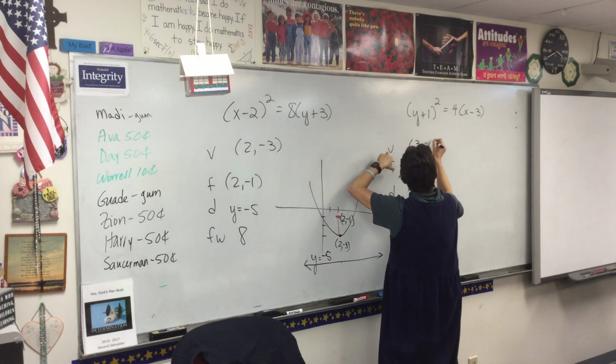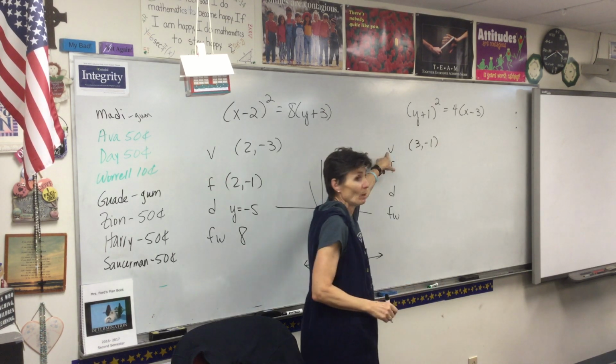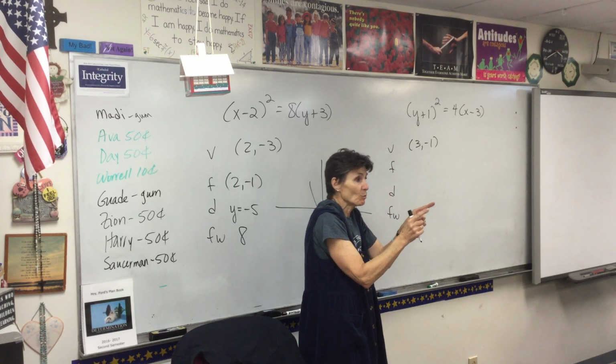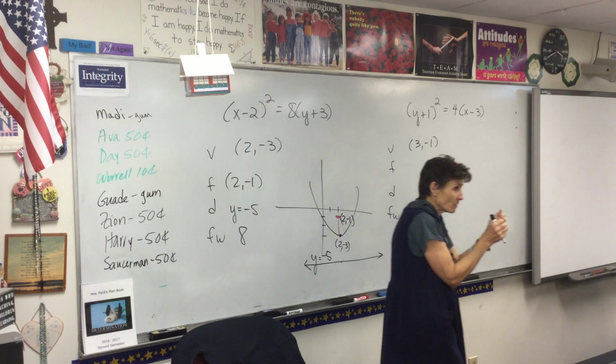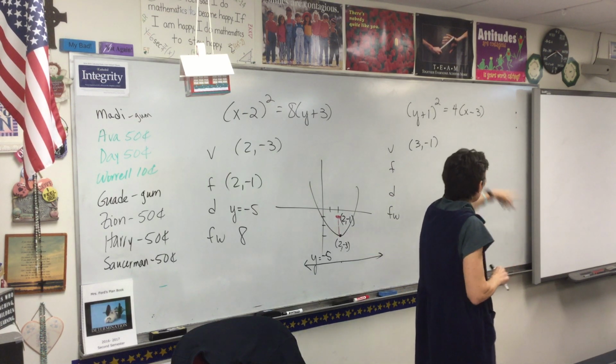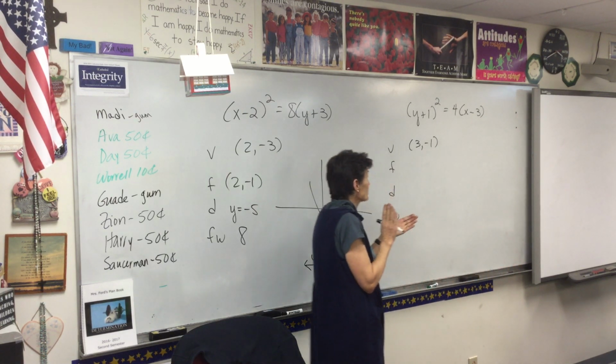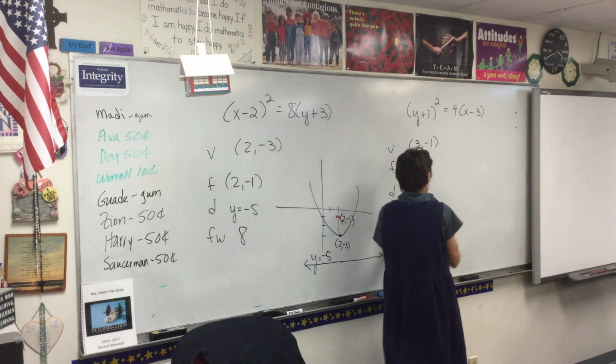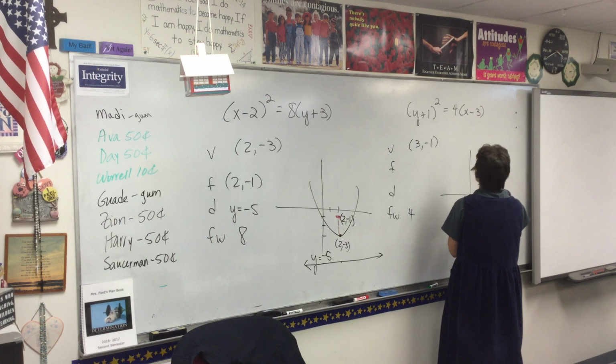3, -1. Very good, Olivia Piper. If somebody said -1, 3, you're not paying attention. Because when you write an ordered pair, what has to come first? X. And the X is 3. So it's 3, -1. That's exactly right. What's my focal width? 4. Okay, so those are easy.